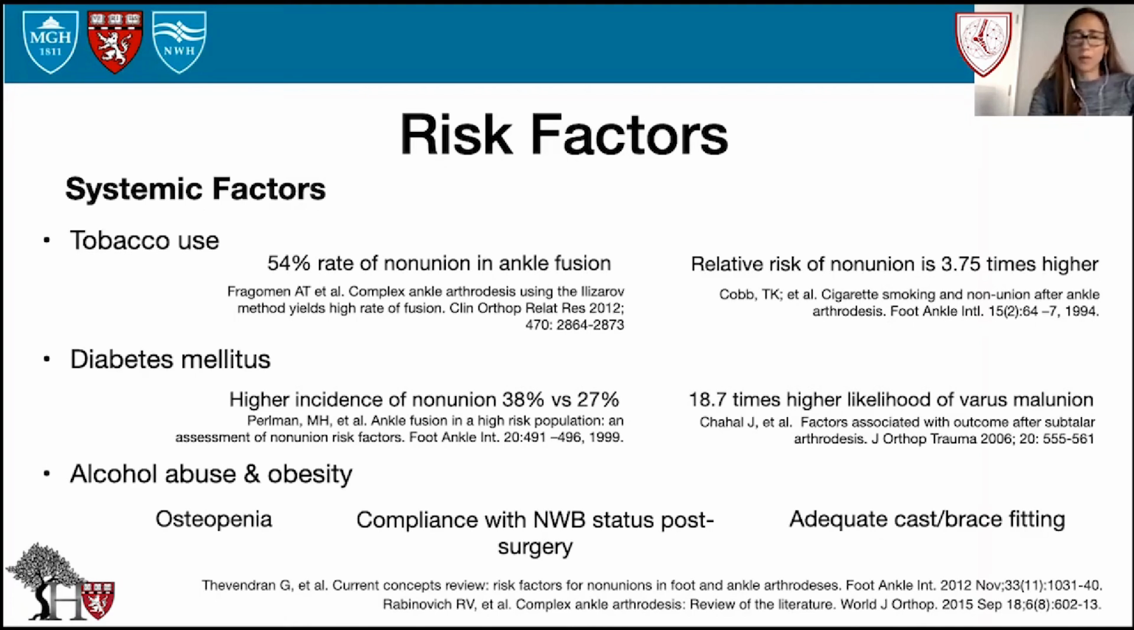Diabetes is also related to complications, although the physiopathology of why diabetes impairs bone healing in humans is not completely understood. We know based on clinical studies that there's a higher incidence of non-union and about 18 times higher likelihood of malunion. When we have a malunion, this also translates into poor outcomes.